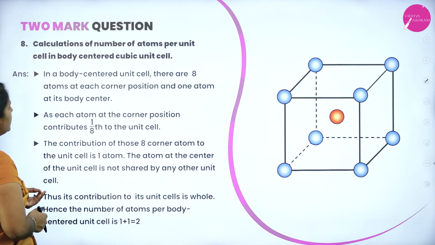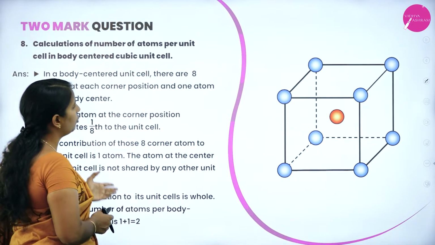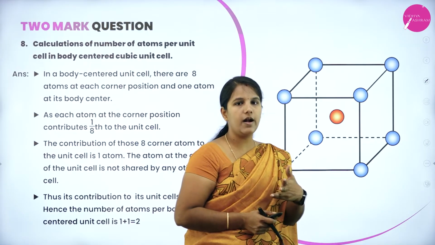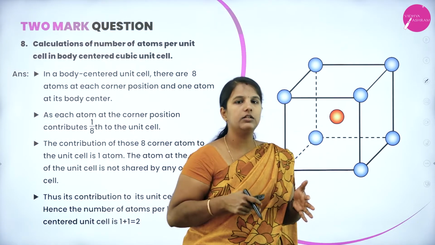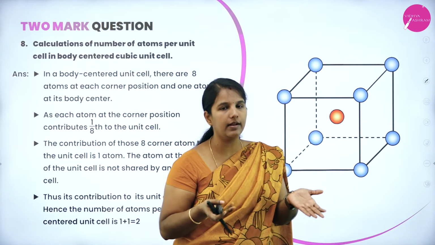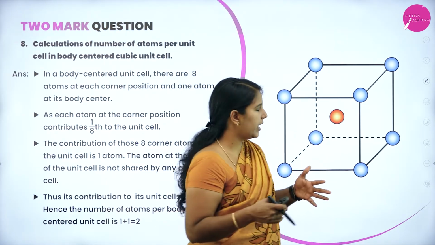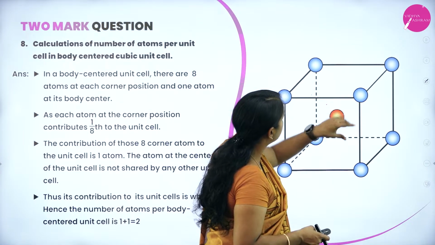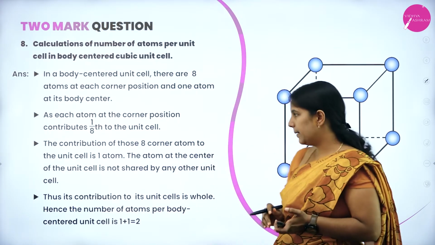Next, calculation of number of particles per unit cell in body centered cubic unit cell. So remember, when you are writing the calculation part, keep in mind that in all these cubes, there are 8 corner particles. Each corner particle will contribute 1 by 8 of a particle. In addition to this, whether it is a simple cube or BCC or FCC, if it is BCC, in addition to the 8 corner particles, we have a particle at the center. That will also contribute 1 particle.